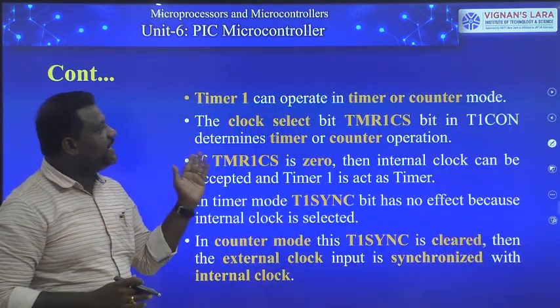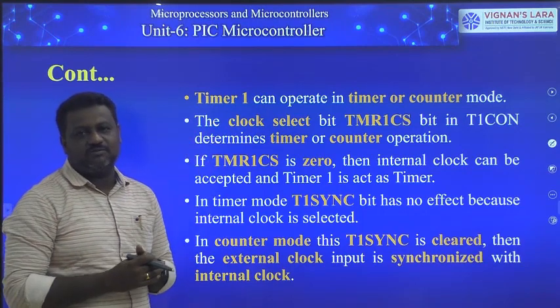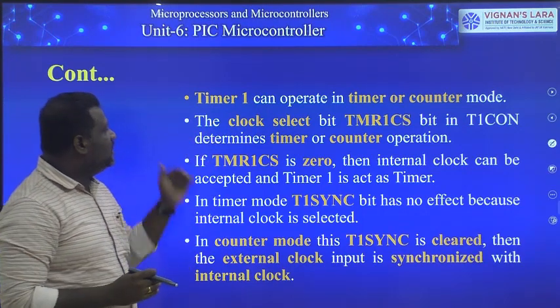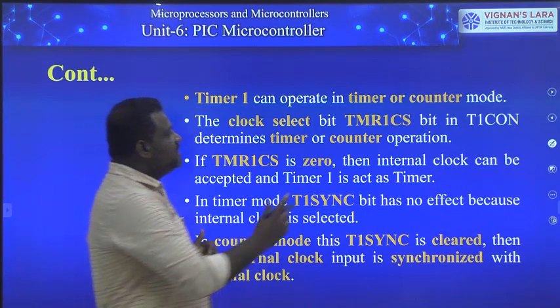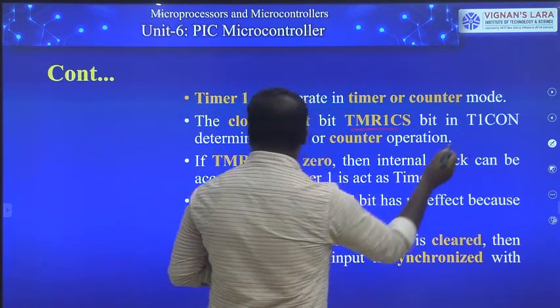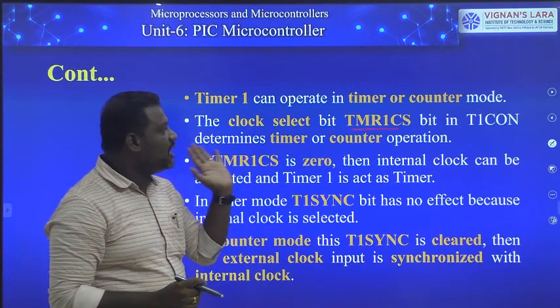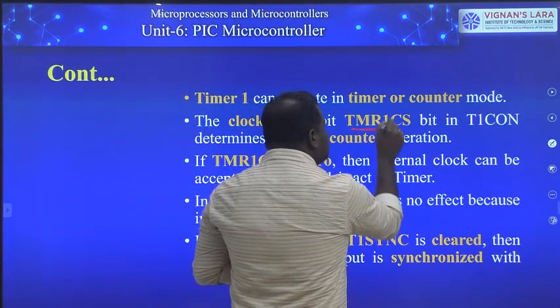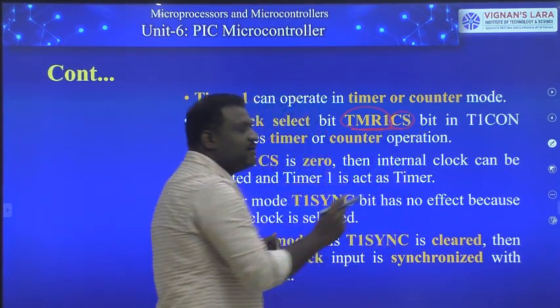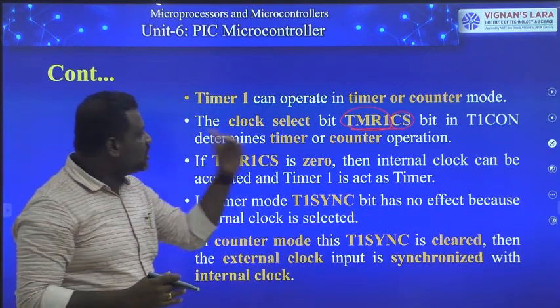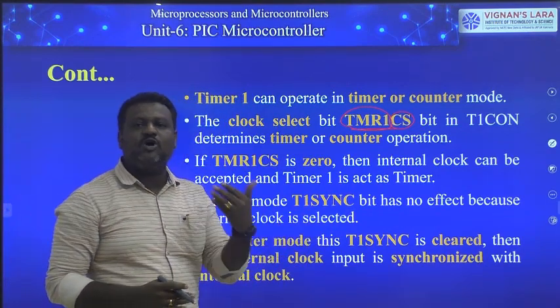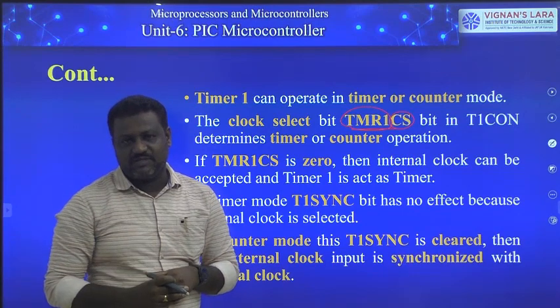Next, timer 1 can operate either as a timer or a counter. That I already told you. The clock select bit, that is the TMR1CS bit in T1CON, determines timer operation or counter operation. TMR1CS means clock select, so based on the clock selection, it acts as a timer or as a counter.